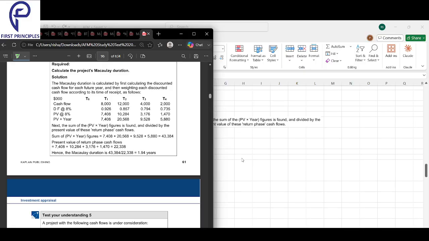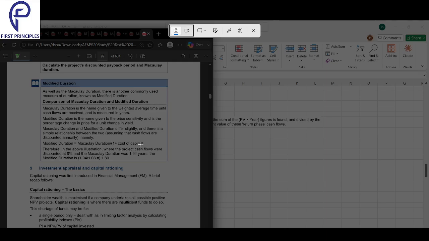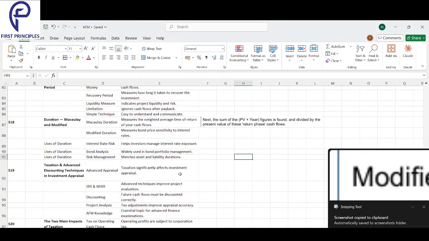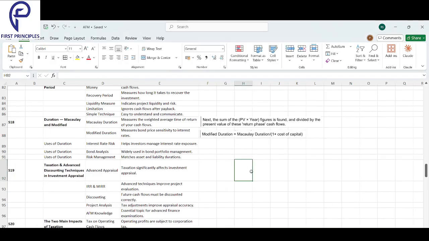Let's see if they've given the modified duration formula as well. Your modified duration is the Macaulay duration answer divided by 1 plus cost of capital. Very easy, simple. The main calculation is Macaulay duration, and then modified is very easy after that. You just take the Macaulay divided by 1 plus cost of capital.